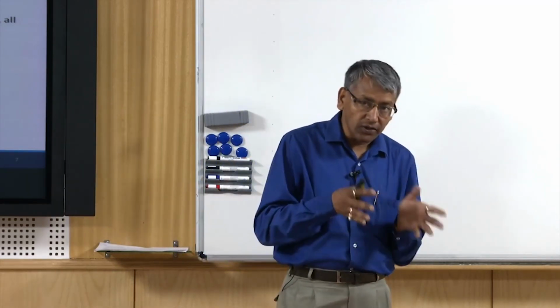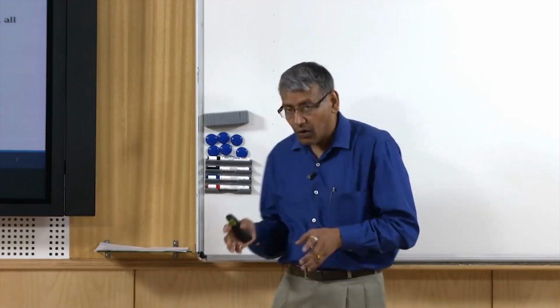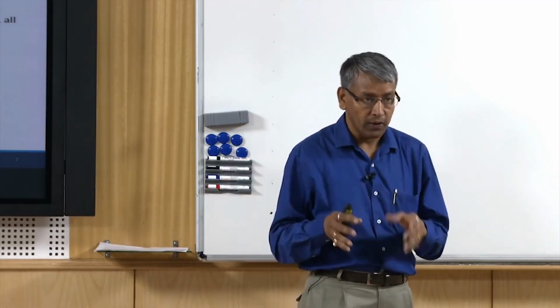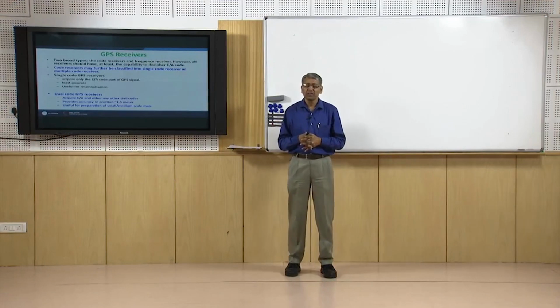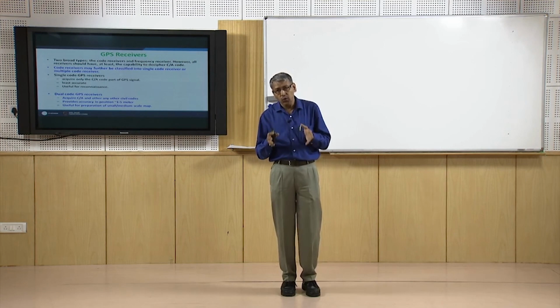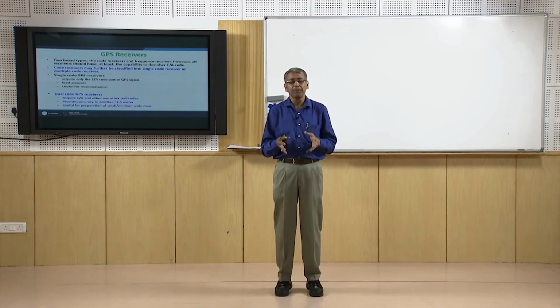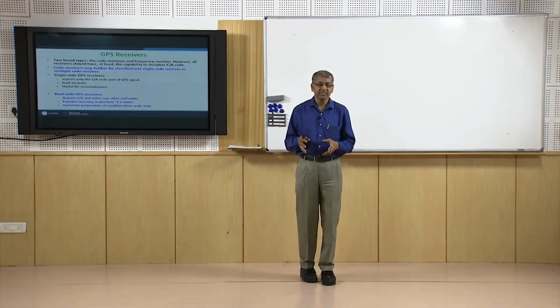Now under code type there are again 2 fundamental divisions. One is the single code type and another is the dual code type. Now in a single code type receiver, the GPS can decipher only the CA code, and this type of receiver generally provides the least accurate position, and generally we use this type of receiver for reconnaissance survey.